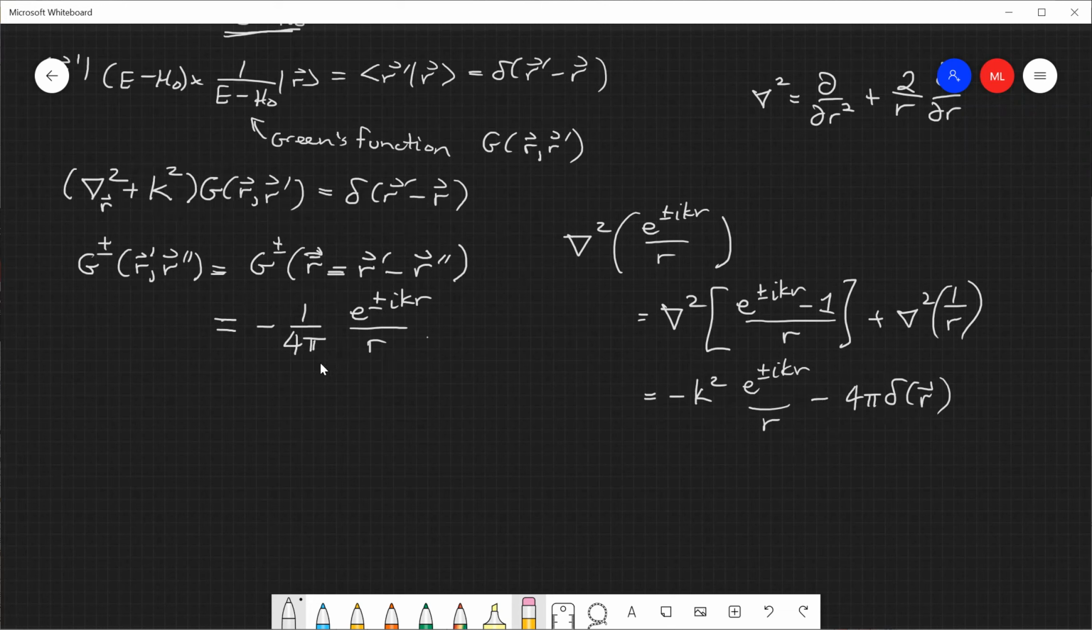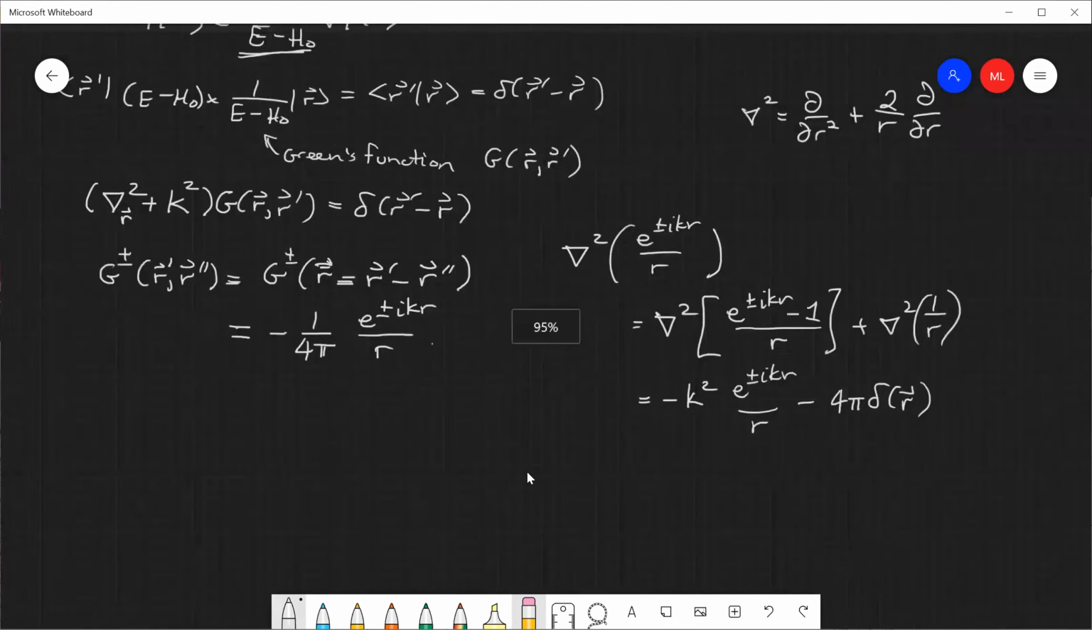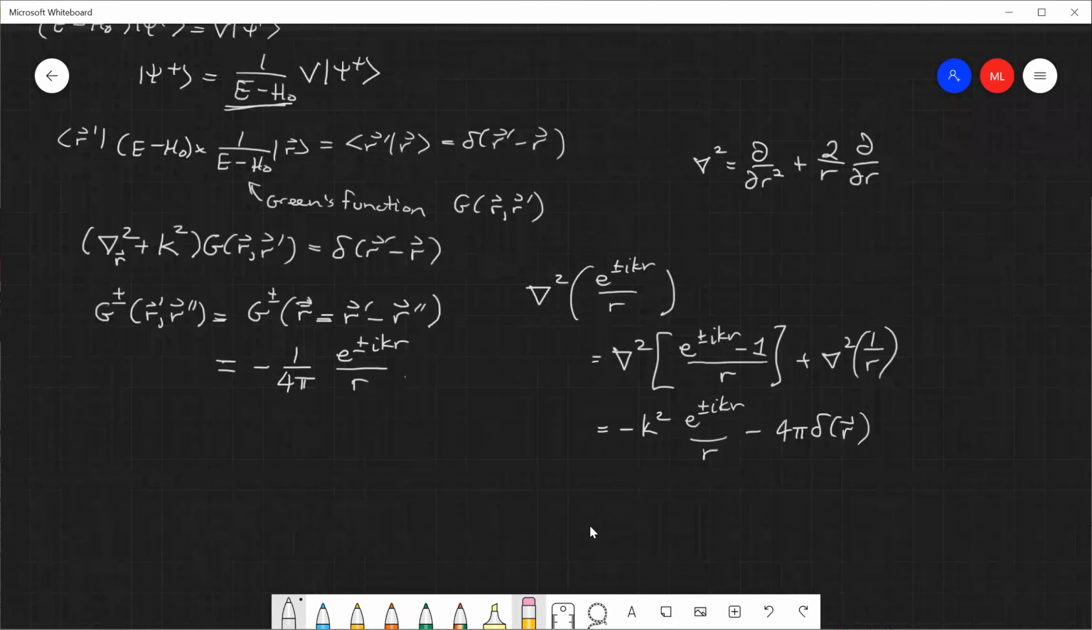This 4 pi cancels this 4 pi here. Then there's a minus sign that cancels this minus sign. And you're done. That's it. It satisfies this equation. So good. Those are the fundamental inverse operators for the kinetic energy, written in terms of these spherical waves. So all right, that'll be helpful to us.